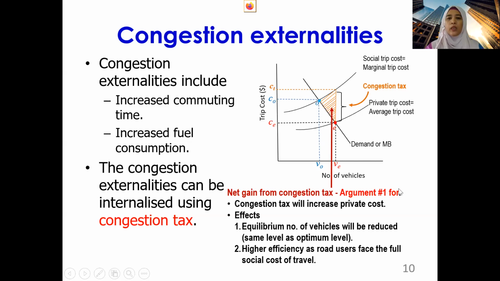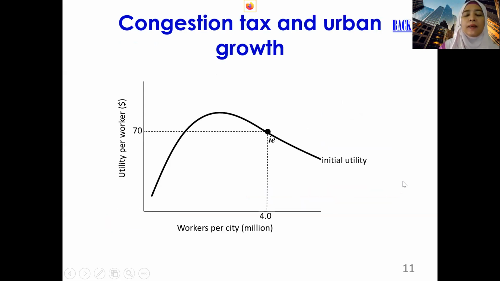Now, again, what will be the effect on cities, on urban areas, of the imposition of congestion tax? What will be the effect on a city? Now, imagine there's a city. So this is the city's initial utility. This is one city. What happens if another city imposes congestion tax? So this diagram will show you what happens to the utility, what happens to the size of the city. Size of the city is represented by the number of workers in the city.